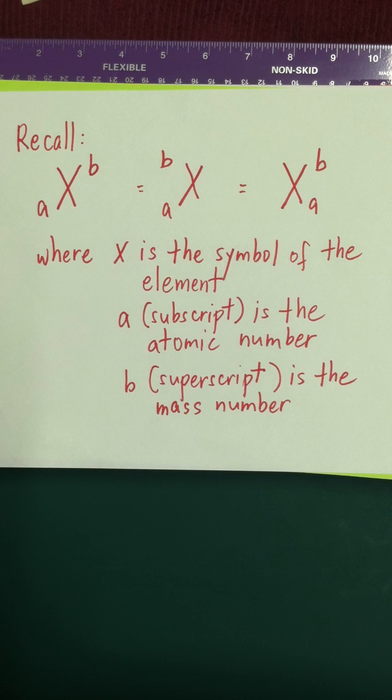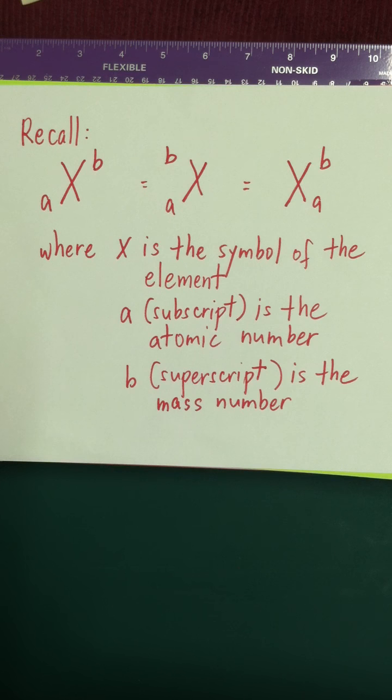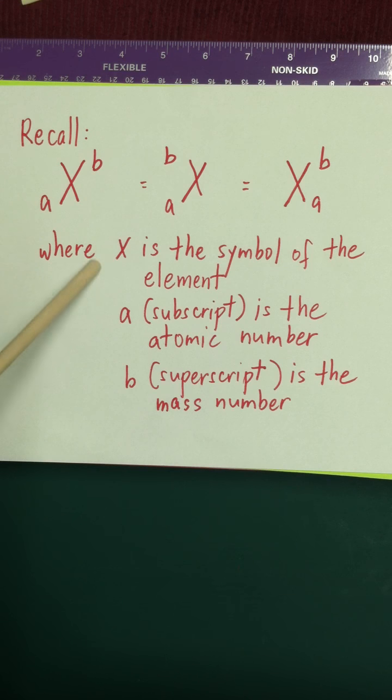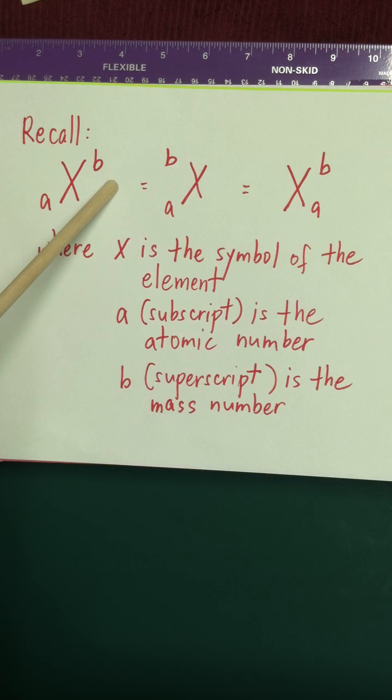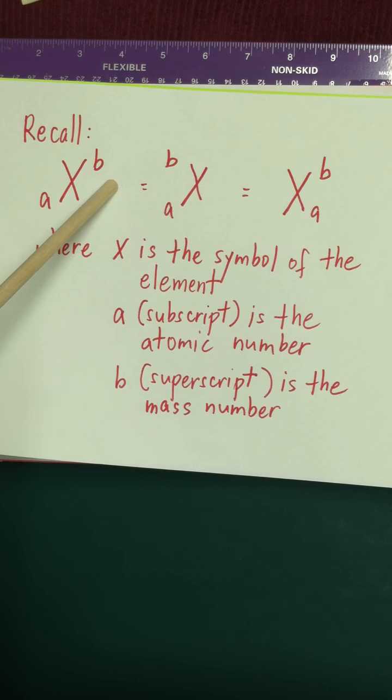Okay, let's start by recalling how we represent the atoms of an element. So we have XAB, where X is the symbol of the element, A, the subscript, is the atomic number, and B, the superscript, is the mass number.